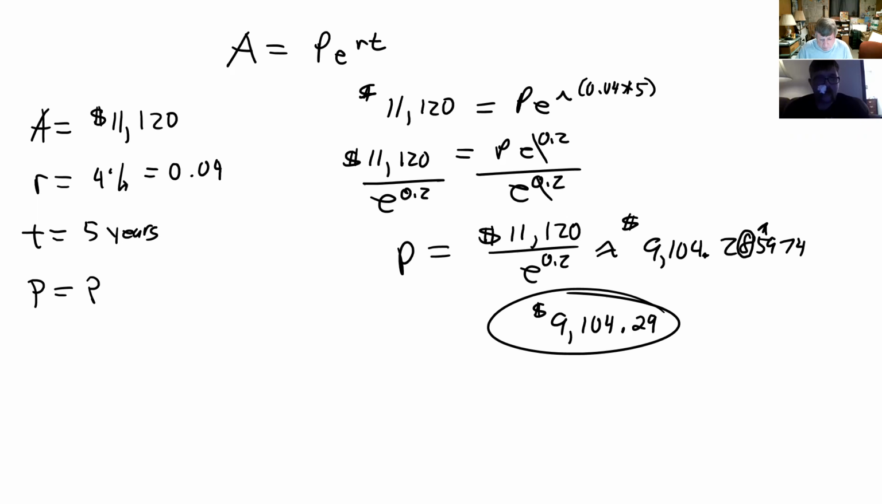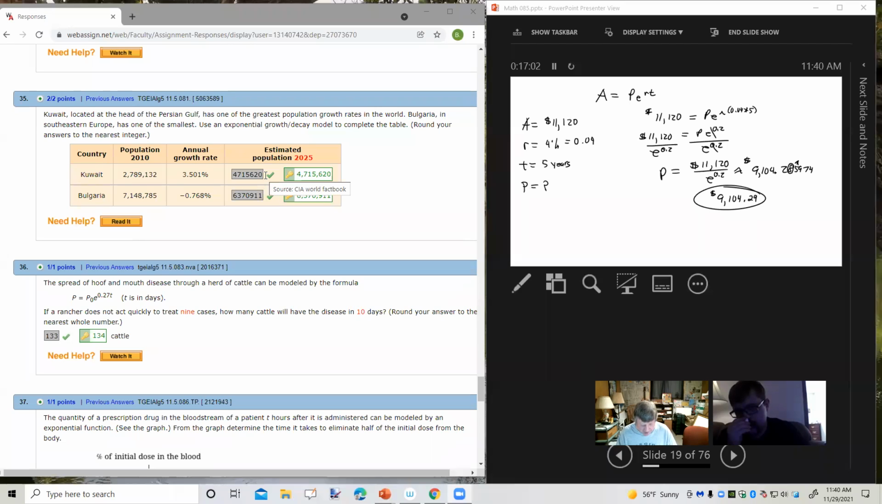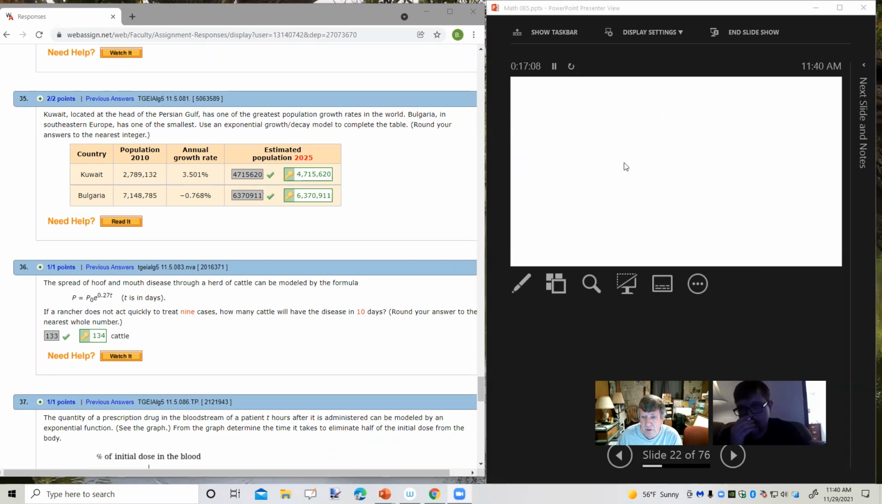Okay, so now basically, this is the same question that the other student had, only different numbers. So we'll go ahead and do that one. So this is 11.5, again, number 35, but now different annual growth rates presented and a different time. Estimated population is 15 years later. So again, we're going to use A equals P times e to the RT power.